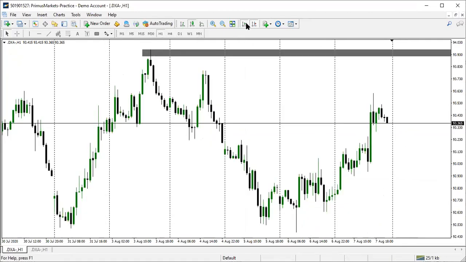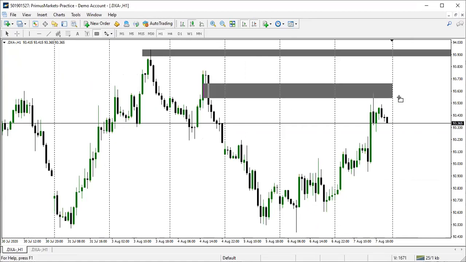Going to the 1-hour time frame, we can really see the retracement that is happening here. Now on the 1-hour time frame, this particular zone might really be where price would be rejected from, and that happened on Friday.